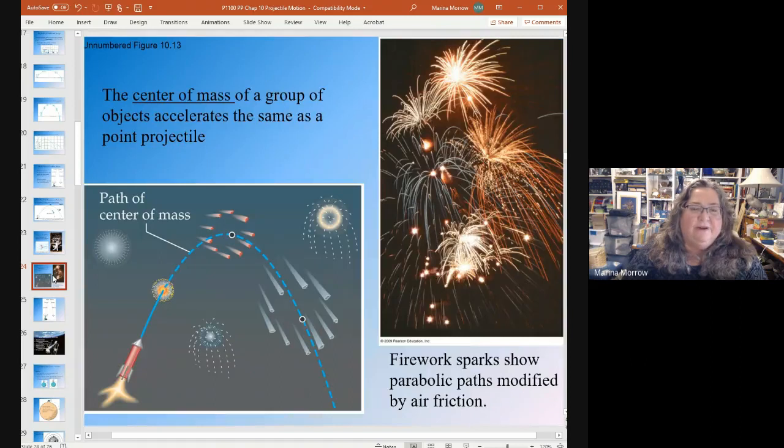Okay, and of course fireworks also obey this parabolic idea. Okay, that's the end of this section. We're going to stop this presentation.